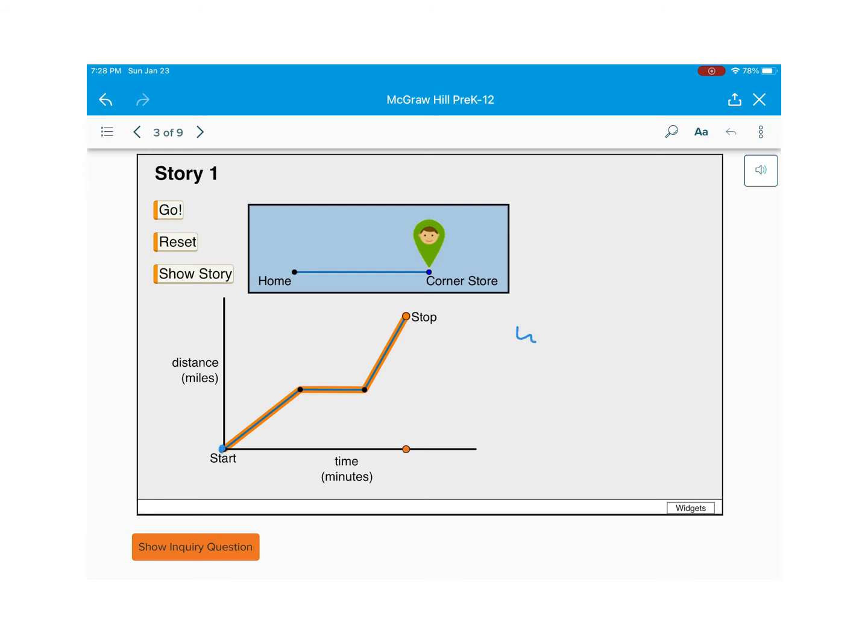Again, the person started here, they're traveling at a pretty constant rate, and they're getting further and further away from their home. Here, time is still going by, but they're not traveling any distance, right? The distance is staying the same. So they must have stopped for a break, and then here they start again after however many minutes, and they're traveling at a pretty good rate, and they keep moving further away from their house until they obviously get to the store.